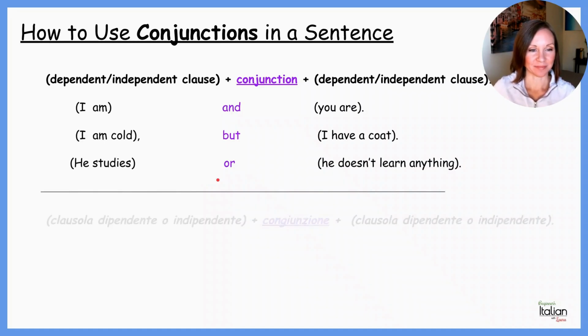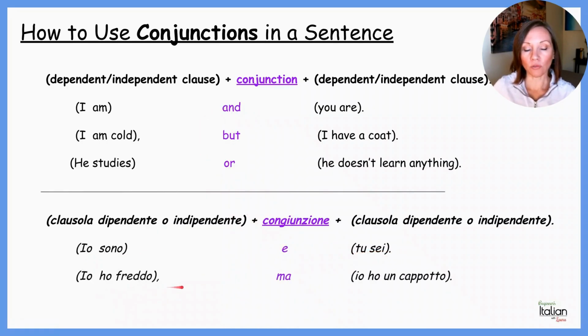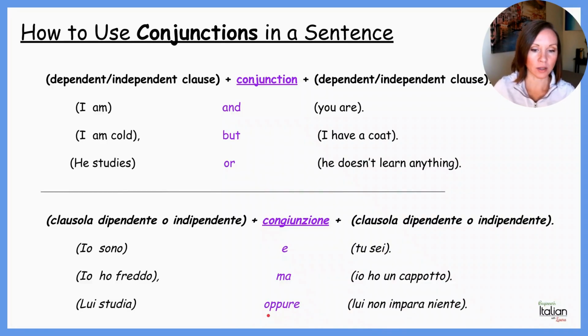In Italian, we have the exact same thing. So io sono e tu sei. We use it in the exact same way. Io ho freddo, ma io ho un cappotto. And lui studia oppure lui non impara niente. You could also have used o in this case. Excellent. So pretty simple, right?